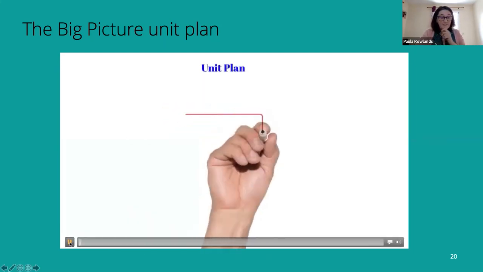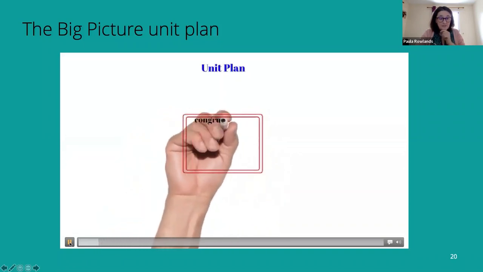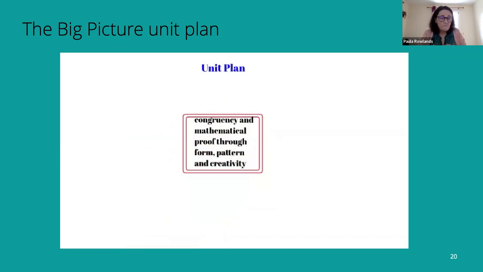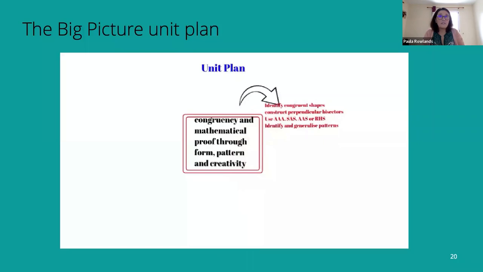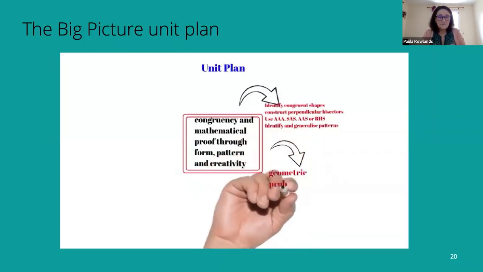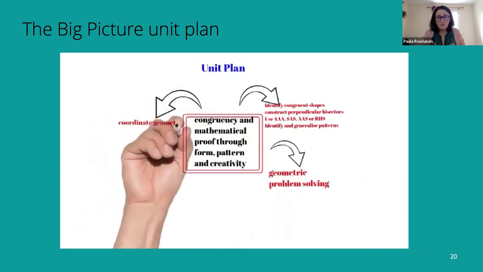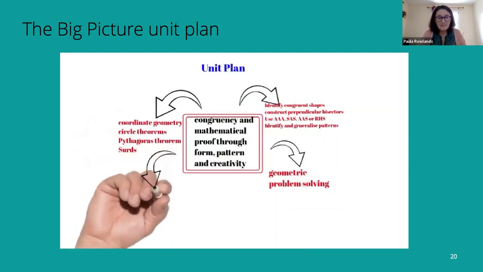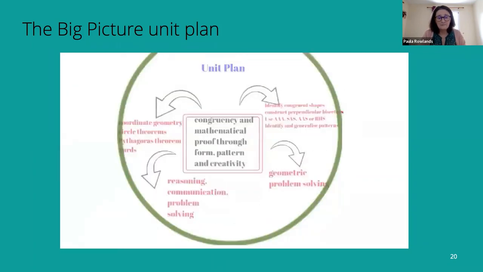So at the heart of my unit plan, what I was hoping to get across in the unit was congruency, mathematical proof through form, pattern and creativity. And these were the mathematical ideas I wanted to get across. And I was looking at geometric problem solving. So I was focusing the unit on problem solving. These were the connections, different areas of maths I thought that the unit would lend itself to. And those were the processes.